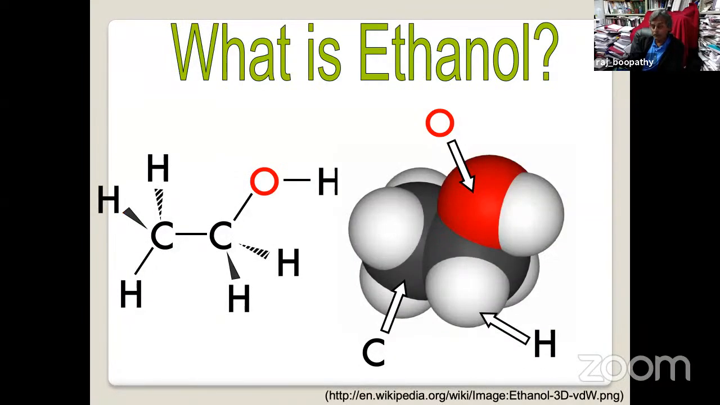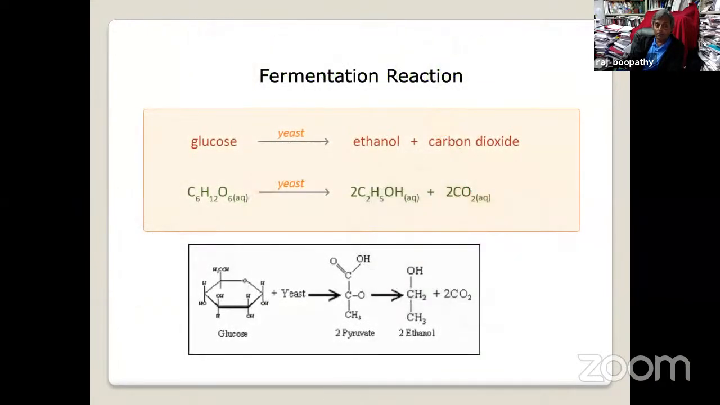So what is ethanol? Ethanol is this molecule, C2H5OH, and this is what the structure of ethanol looks like, and it has oxygen, so it burns better. So it has less pollution.